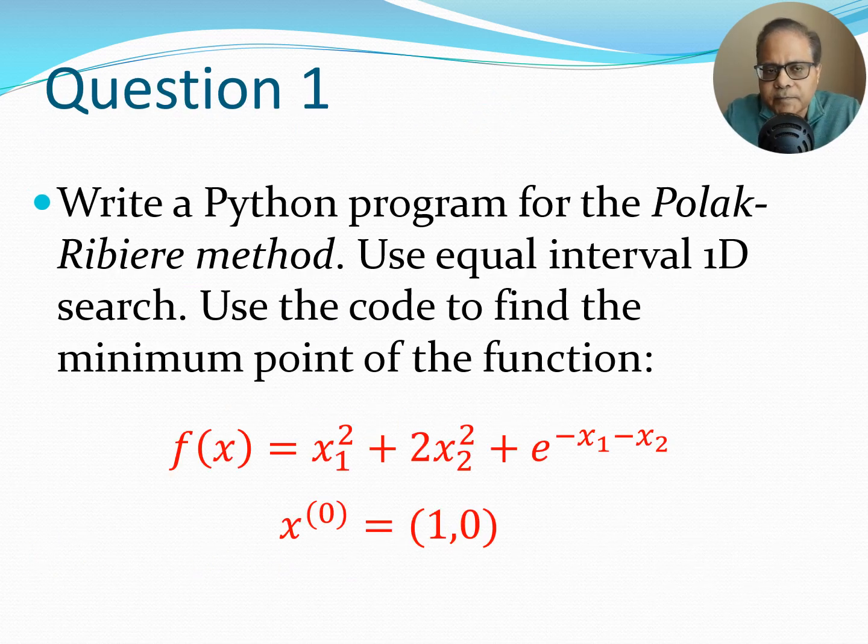Let's start with the first basic question here, which asks us to write a Python program for the Polak-Ribiere method, and we have to use one-dimensional search, and use the function given here with the starting point 1 0. The function is x1 square plus 2x2 square plus e to the power minus x1 minus x2, which we have been using in this course.